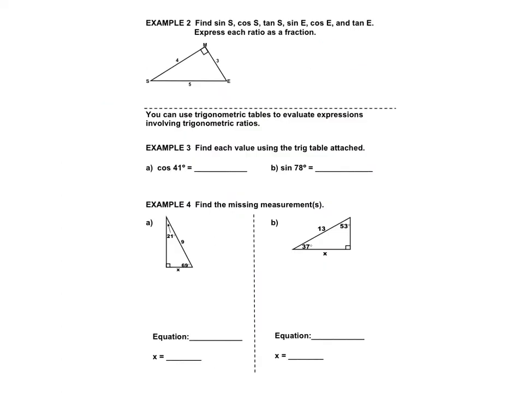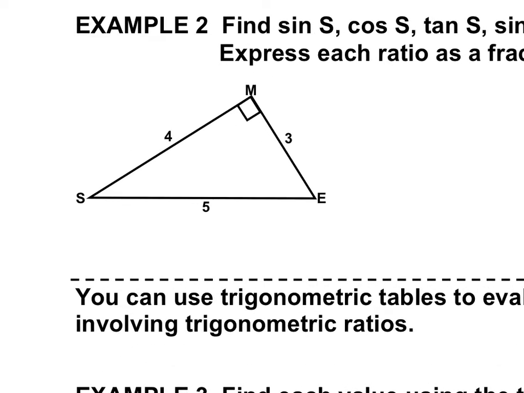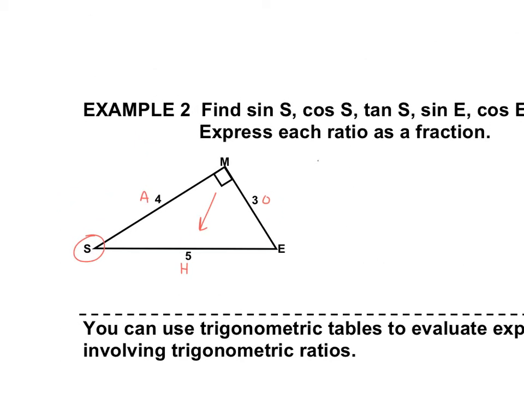So let's flip the page, get another one. It's the same basic question, except that the triangle is turned, so you have to be careful when you're looking at the hypotenuse. So I'm going to go ahead and change this one. I'm going to do S first. So here's my S. That makes 3 opposite, 4 adjacent, and of course 5 is my hypotenuse. So I'm going to find sine of S, cosine of S, and tangent of S. Sine is opposite over hypotenuse, which would be 3 over 5.